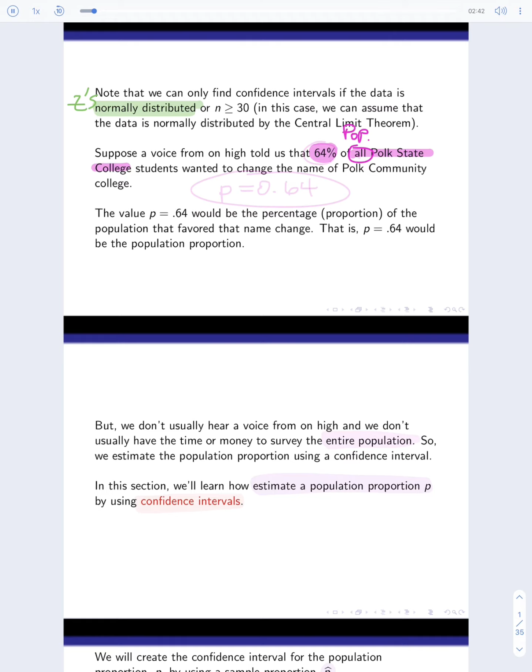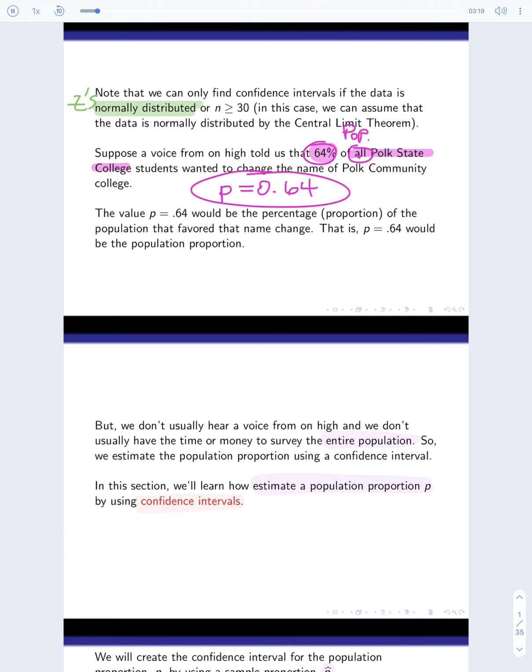That means we're talking about the regular P without the hat on it, because it's not a sample. It's for everybody. It's an entire population. That means our P, our proportion for everyone, as a decimal is the 64%, which is 0.64, that would favor changing the name from Polk State College to Polk Community College. The problem is we don't have people that can track down every single student at Polk State College so we can actually find that value.